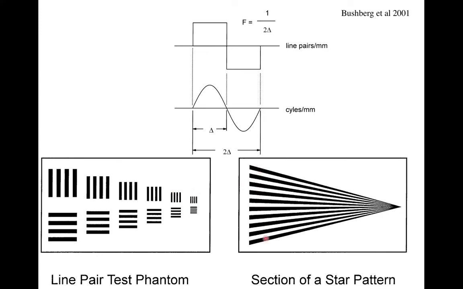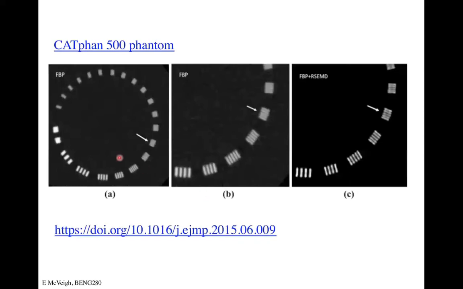Another favorite is having these star pattern phantoms, and what shows up in the picture when you image this is, as you get closer to the origin of the star, eventually this just blurs into one signal, and you can measure essentially the frequency at which that reduction of the signal into a blur occurs. Here's an example of one of these phantoms.